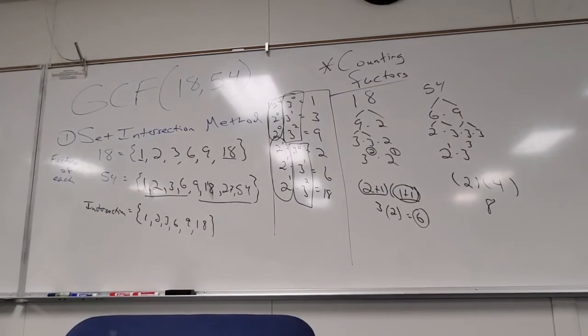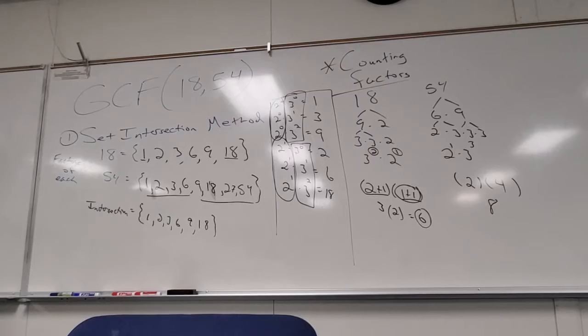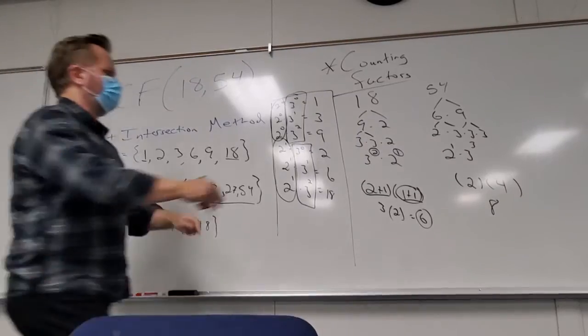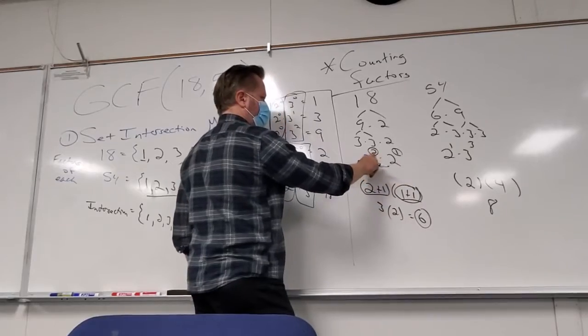2 options for the 2's, 0 or 1. 3 options for the 3's, 0, 1, or 2. So I always add 1 because I'm counting the 0 power as an option. I really want that to make sense. So if I see a first power and a second power, there's really 2 options, and there's really 3 options.